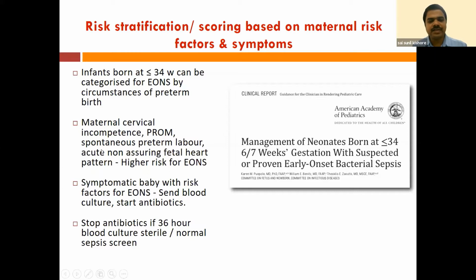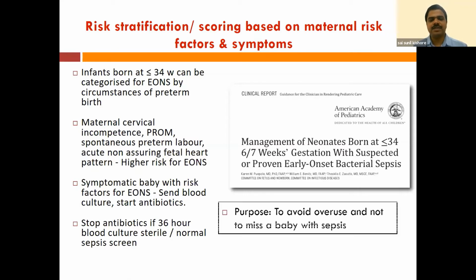As you can understand, even spontaneous preterm onset of labor is one of the risk factors, because the most common cause for spontaneous onset of preterm labor is again subclinical chorioamnionitis or occult chorioamnionitis. So this is also one of the risk factors for early onset sepsis.